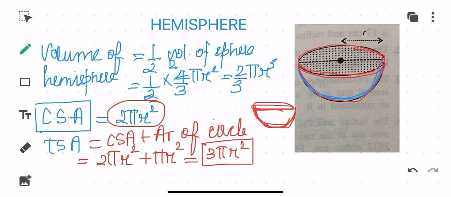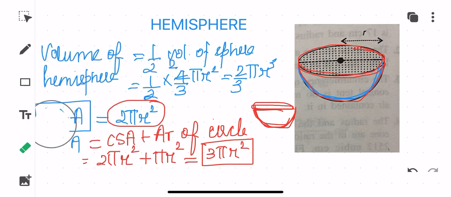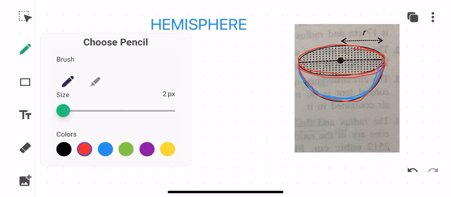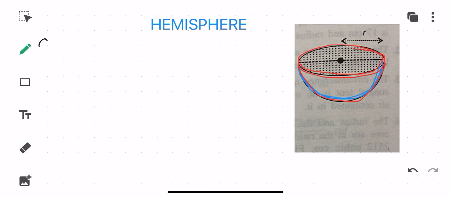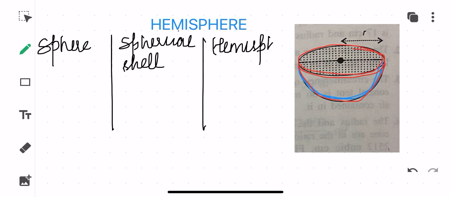So before we move ahead, let me just revise the things that we have studied. What are the important formulas that we have studied? There are three things. The first is a sphere, and then we have a spherical shell, not spherical sphere, children, that is called a spherical shell. And then we have hemisphere. You just need to understand the difference between the three of them, children.